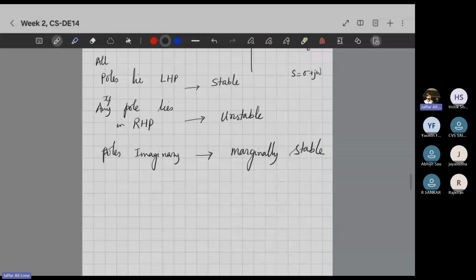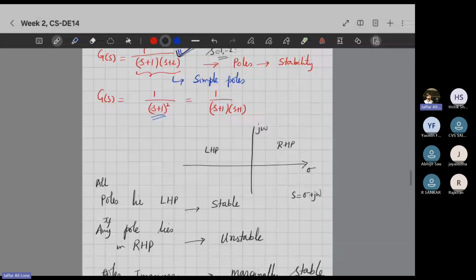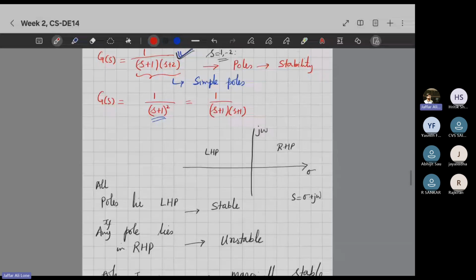If I have repeated poles on the imaginary axis, then my system is unstable. So for example, I have a pole at 2j, and the other one is at, of course, if it is a second order system, it will be at -2j. This system is marginally stable.